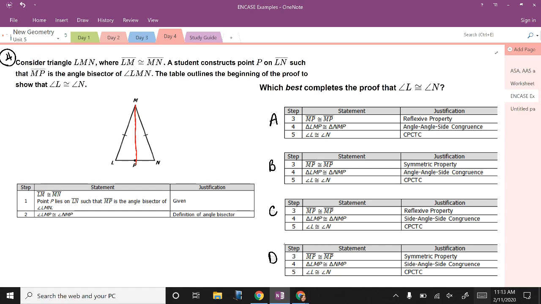All right, so it starts to prove to us, and it has those congruent, and it says that these are congruent because of the definition of an angle bisector, right? Then what we say is congruent, y'all. Yeah, both triangles have segment MP in them, right? So that would be by what reason? Reflexive. So that means it's not B and not D, right? Because they said symmetric there, right?